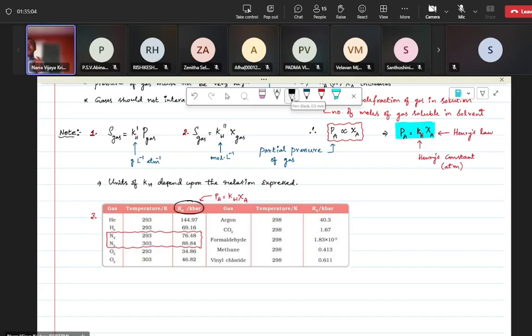On increased temperature, what happens to KH? If I increase temperature from 293 to 303, does KH increase or not? On increasing temperature, KH, what happens? KH increases. But already you know one thing: if I increase temperature, what happens to solubility? Solubility of gas decreases. Now tell me, if solubility of gas is high, what happens to its KH value?